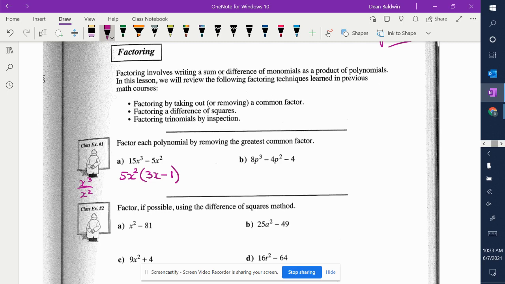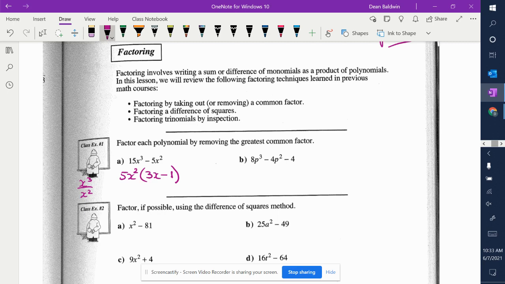How can you check to see if you did it right? Yeah, if you multiply it back in, you should get the original. So if I multiply 5x squared by 3x, I get 15x cubed, and 5x squared times negative 1 is negative 5x squared. Okay? When you're factoring, you're just trying to make brackets, essentially. All right? Okay, next one.